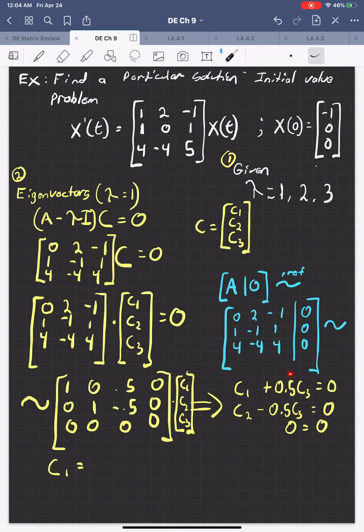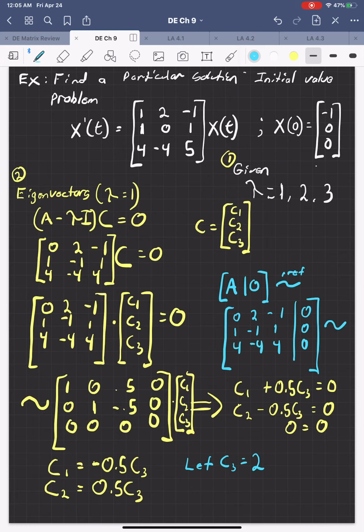So if you solve for your basic variables, I would have C sub 1 is equal to negative 0.5 C sub 3. Then you would solve for C sub 2, bringing this to the right. So C sub 2 would be equal to positive 0.5 C sub 3. And now your job is to choose a free variable, right? That's what you're doing here. So we're going to let C sub 3 equal 2, because half of 2 is 1. So that should be fairly easy.